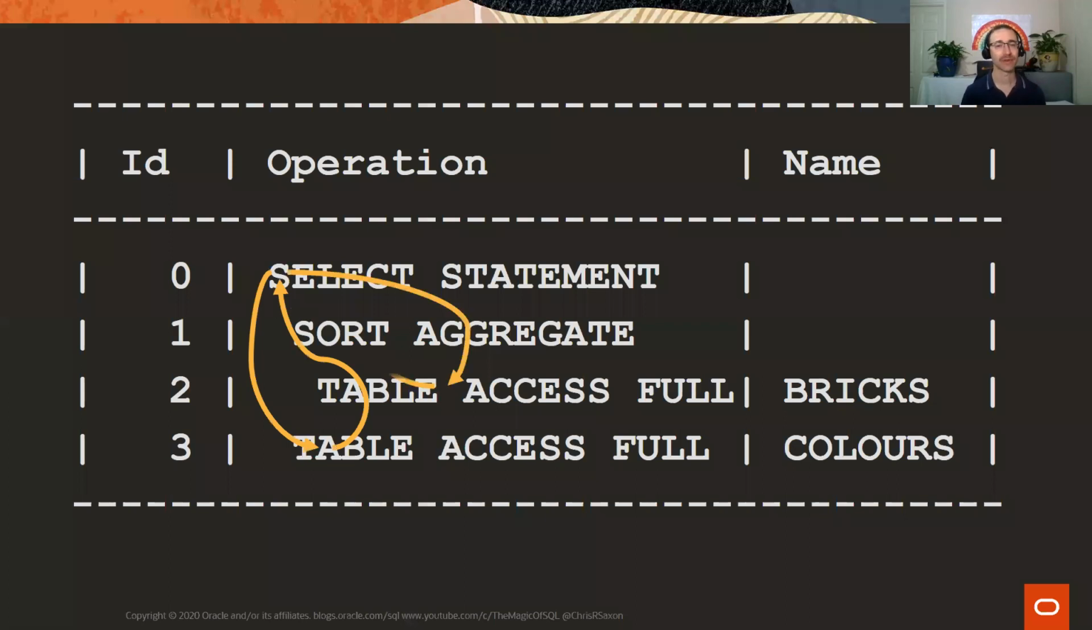And we could end up doing this many, many times. Worst case, we actually do it once for each row we get from the colors table. A lot of full table scans, right? Now, there are optimizations in Oracle Database, which mean it's probably not going to be that bad, but it could be quite slow. We could end up full scanning that bricks table many, many times.